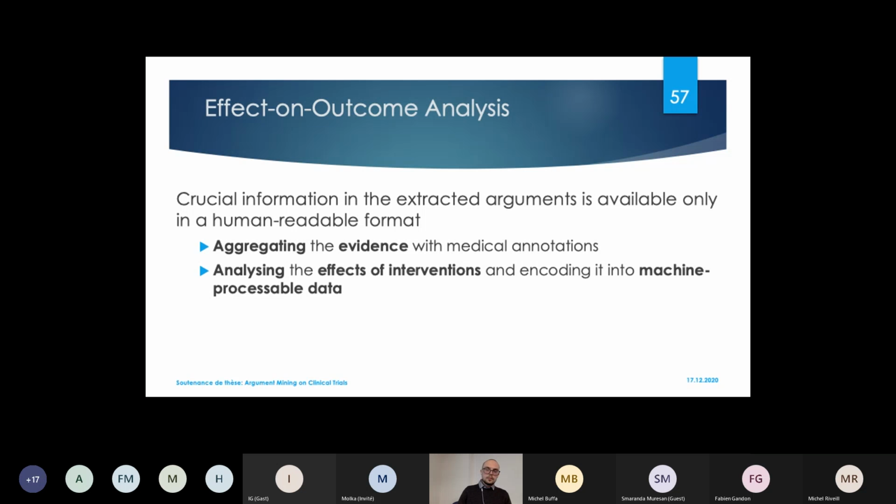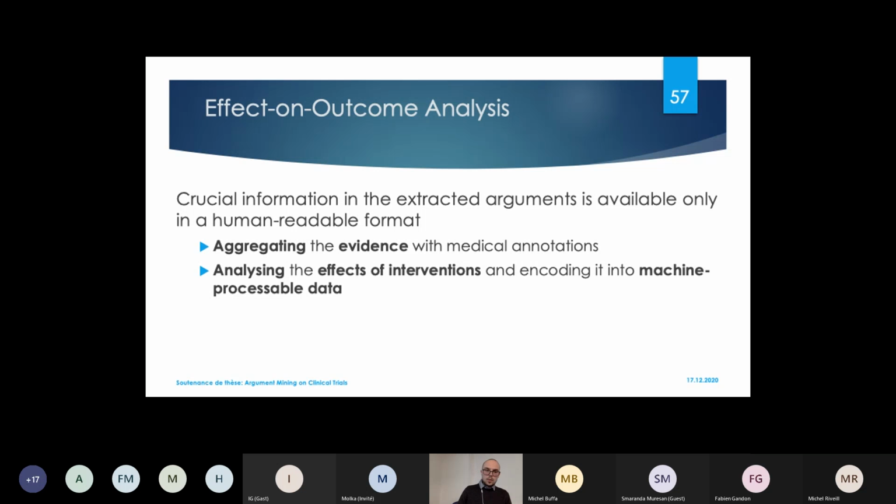And if we look now at the current output of the argument mining pipeline, one major drawback is that the argument components are still only in human readable format. So they're still in natural language text. We have detected them, but they are still in natural language text. So the idea is to aggregate the argument components with medical annotations, so we can semi-formalize these components.